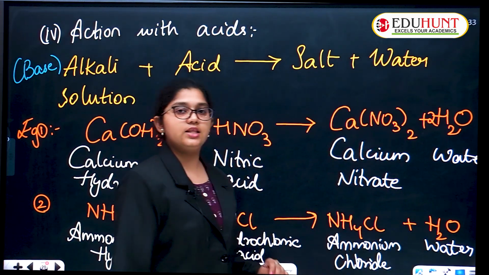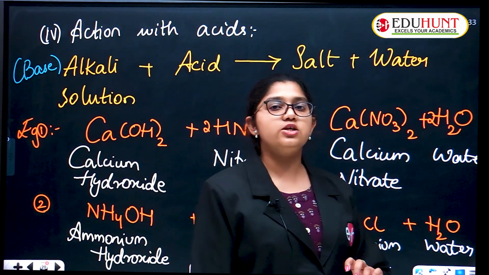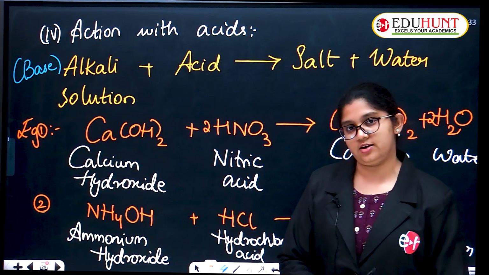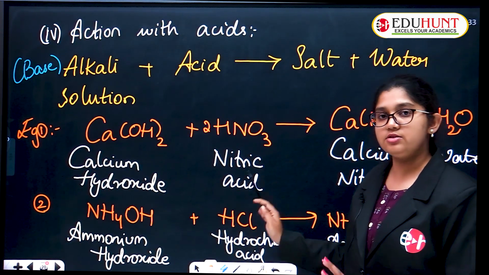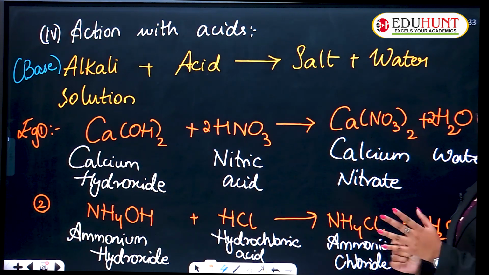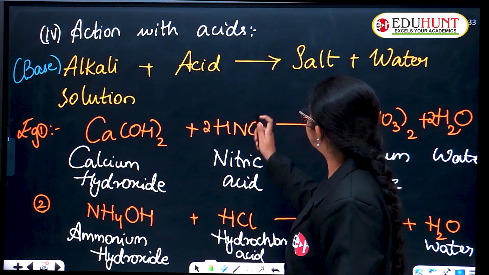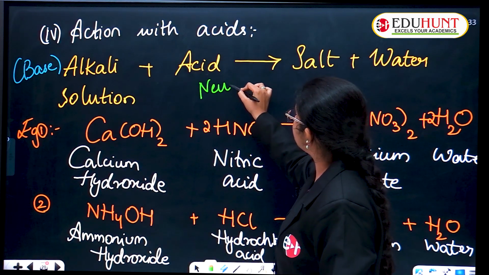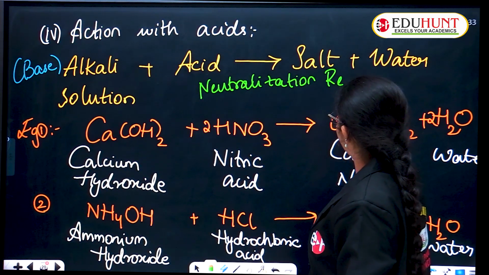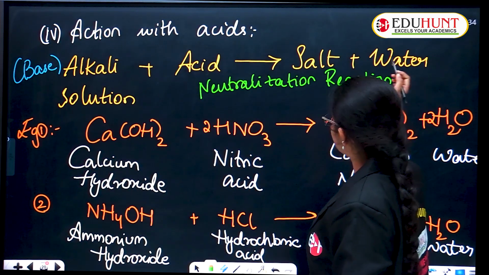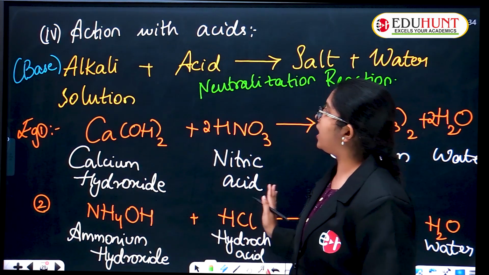Okay. This is the second example for the particular action with acids. These two are necessary for you to understand. Whenever you take an alkali solution reacting with a particular acid, it gives the particular salt and water also. This is also called which reaction, children? Which reaction? Neutralization reaction. Because why? Because we are observing the action of acid plus base giving rise to salt plus water. Okay. This is all about the action with acids.